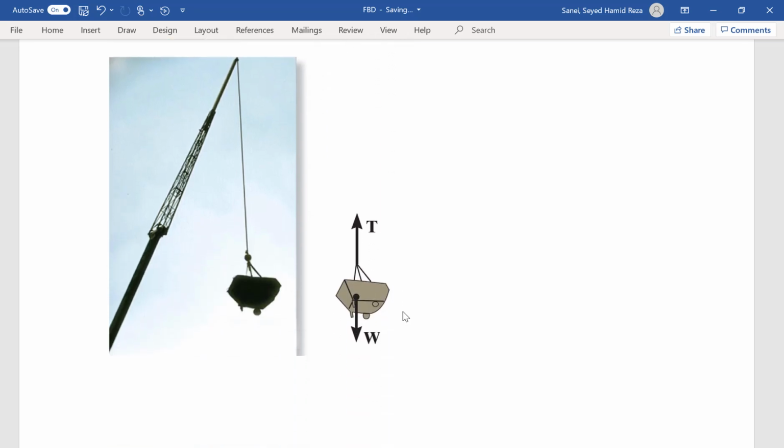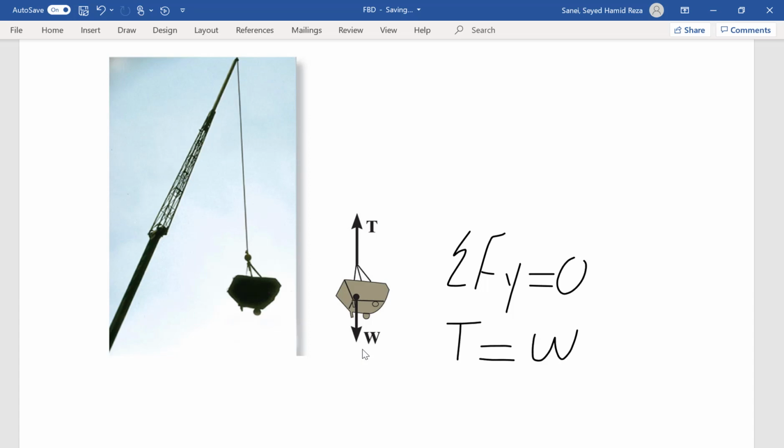Let's look at this crane that's holding a box. The box is held by a rope. That rope has a tension, and then we have the weight. If you want to write the summation of forces and write the equilibrium, the summation of forces in the y direction would be 0. That gives us the conclusion that T is equal to the weight.